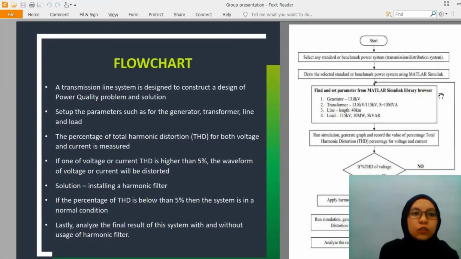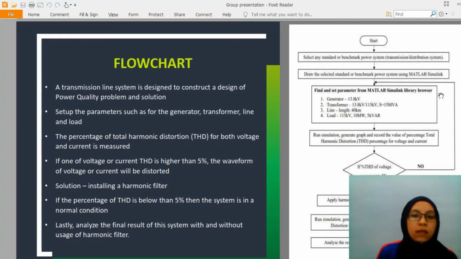Firstly, we will go through the flow chart. So to observe the power quality problem and to apply the solution, we design a transmission line system by using MATLAB Simulink. After that, we will set up the parameter values for the transmission system, such as for the generator, transformer, line, and load. After that, we will run the simulation and record the percentage THD for voltage and current.